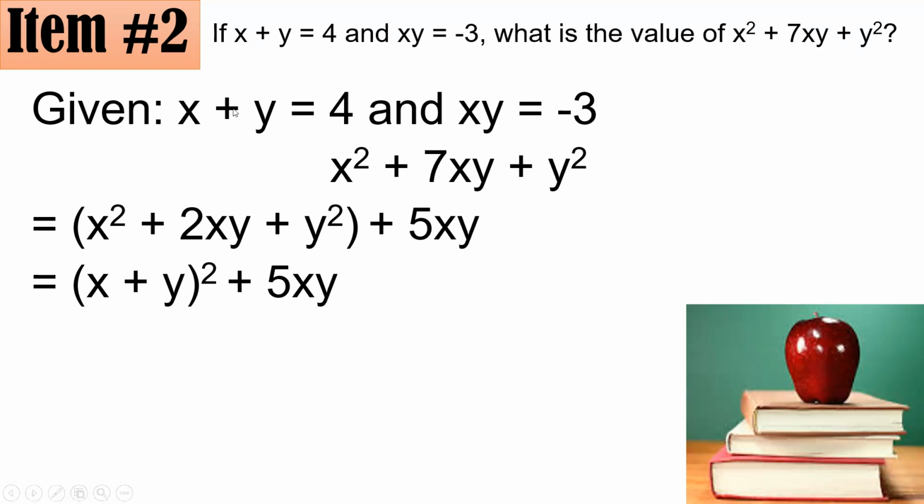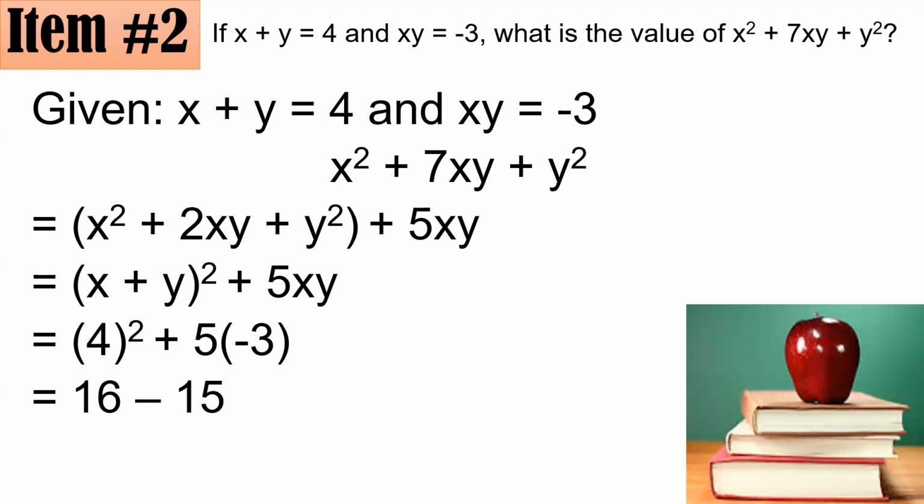Pero alam po natin that x plus y is 4 and xy is negative 3. That's why by substitution po, ito ay naging 4 squared plus 5 times negative 3, which becomes 16 minus 15. 1 po yung tamang sagot. Yes, 1 po. All right, I hope na nakuha po natin. So you see, no, that's the beauty of algebra. Okay? Let's have one more po for today.